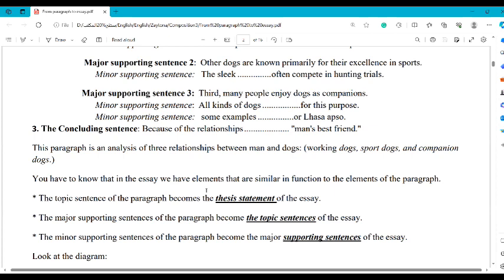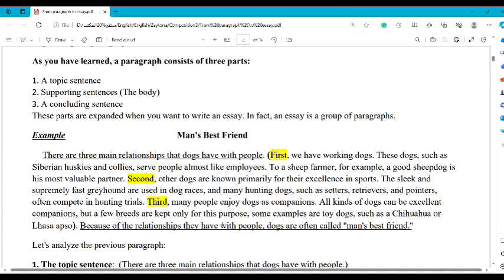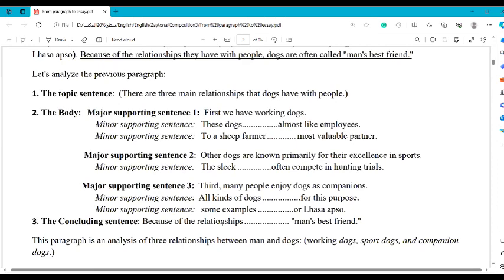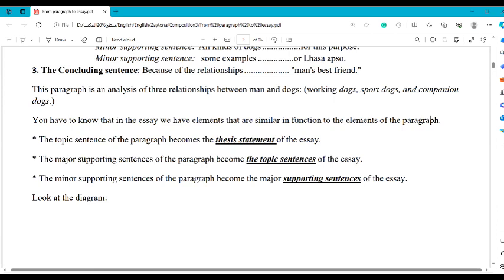So the elements in the essay are similar in function to the elements of a paragraph. But the difference is that in the paragraph we are talking about sentences, and in the essay we are talking about paragraphs. The topic sentence in the paragraph becomes the thesis statement in the essay. The major supporting sentences of the paragraph become the topic sentences of the essay.